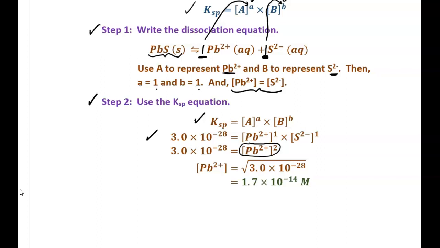Because now we can solve this equation by removing the exponent of 2, removing the squaring by doing a square root. So when you take the square root of the Pb positive 2 squared, it just makes Pb positive 2. And when you take the square root of this value here on the left side of the equation, it happens to make on a calculator 1.7 times 10 to the negative 14. The brackets are the symbol for concentration of something, and our concentration is measured with molarity.